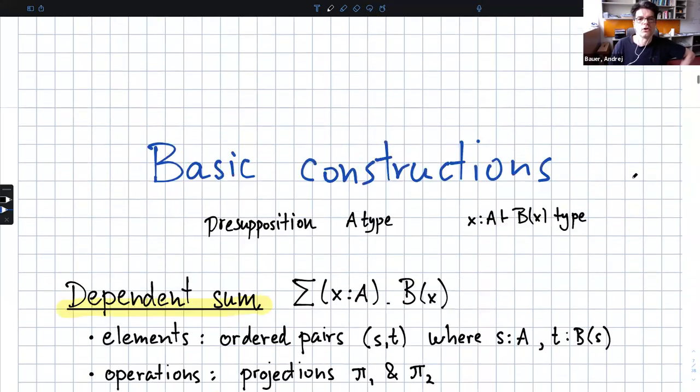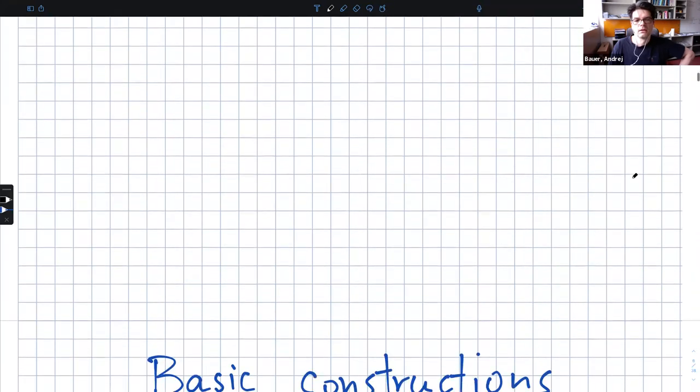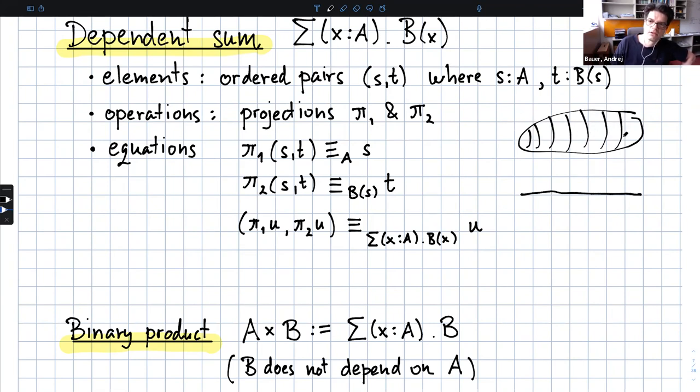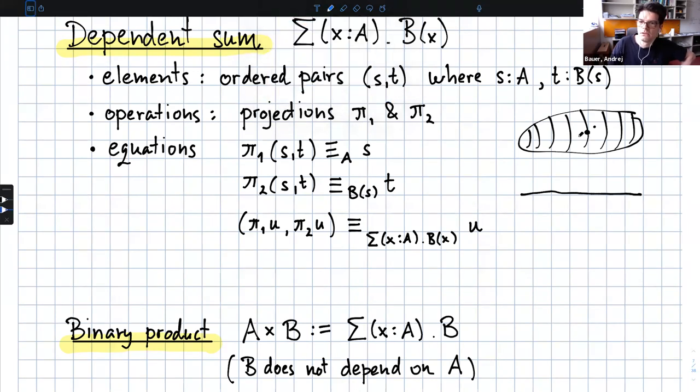If we take that picture of the egg that we had, what would it look like? It would look like this. We would say, okay, so we have A. And now the total space is when you put together all these fibers, and then a typical element here is going to be an ordered pair, S, T. I feel like this is a bit too thick. And so here we're going to have S, T.